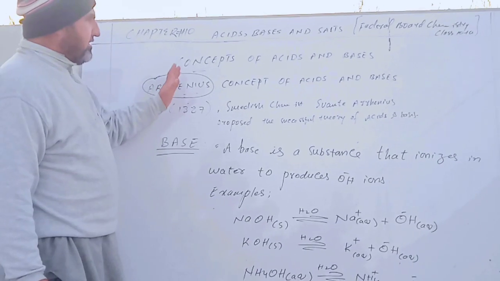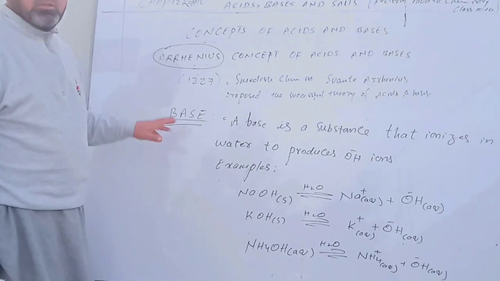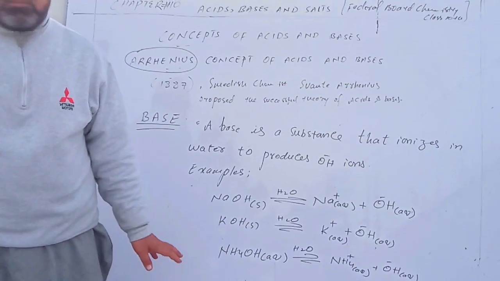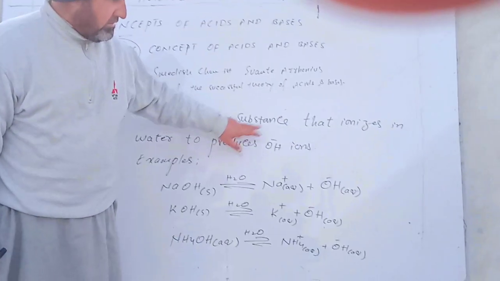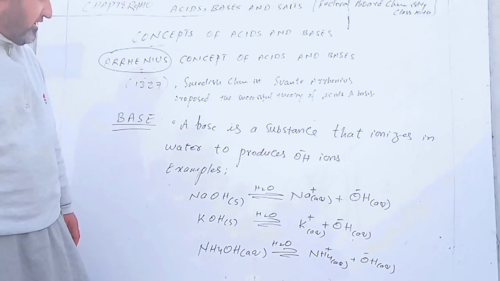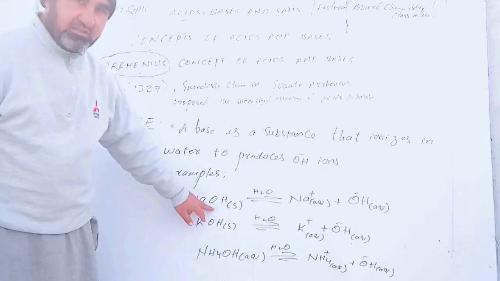Today we are going to discuss, after acids, the bases. What is a base? A base is a substance that ionizes in water to produce OH minus ions. The example is sodium hydroxide.